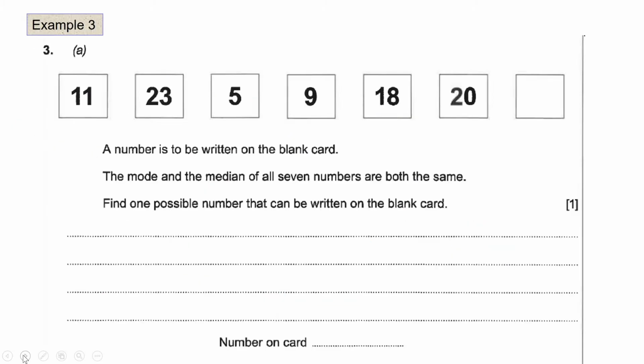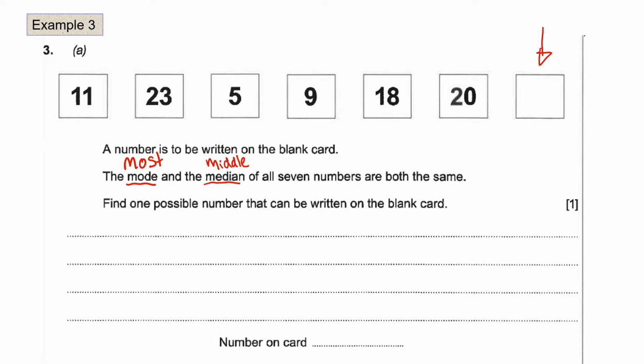On to example 3 then. So here we have got 6 numbers and a blank card there. A number is to be written on a blank card. The mode, now when you see keywords, I tend to write down what I know about them underneath. So the mode is a keyword, which is the most, and the median, which is the middle. And remember that first step, we'd have to put these numbers in order if we were to find the median of them. Of all 7 numbers, so that's including this here, the mode and the median are both the same. Find one possible number that can be written on the blank card, 1 mark.